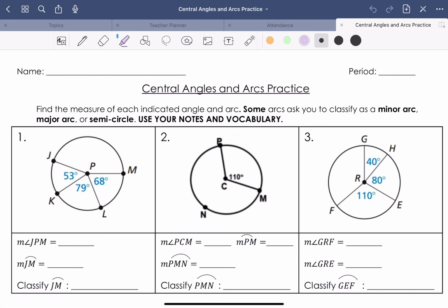For all of these, you're going to find the measure of the indicated angle and arc, and some of them might ask you to classify the arc as a minor arc, major arc, or a semicircle, so just make sure you have your notes for that vocabulary, okay?